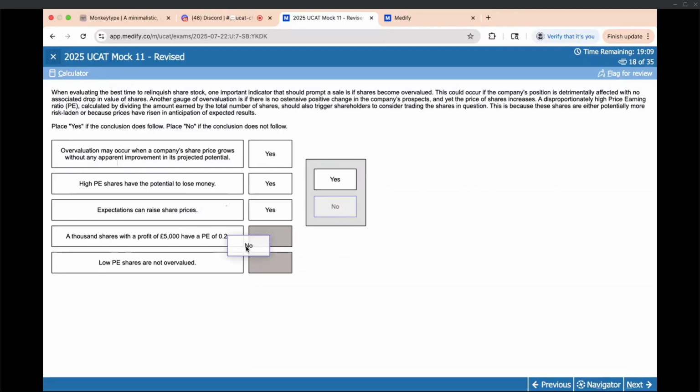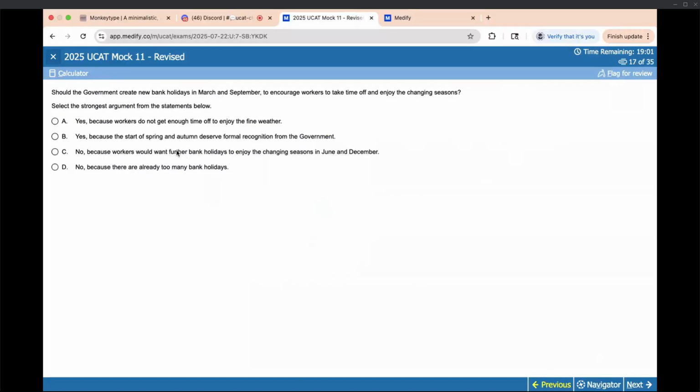Thousands, so no, it's 5,000 on thousands. So no, it's five. And then low P. We don't know about low P shares. Okay. Should the government serve workers been banked? Yeah, so March and September. So you need something about the time. Bank holidays. This is the only one that talks about bank holidays and gives a reason at the same time.